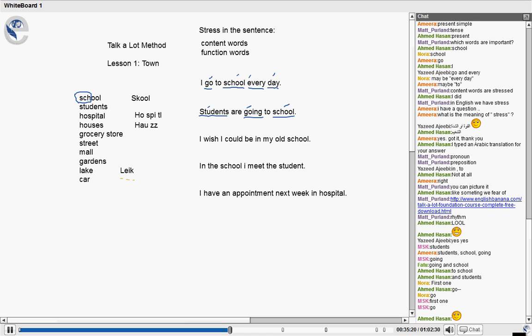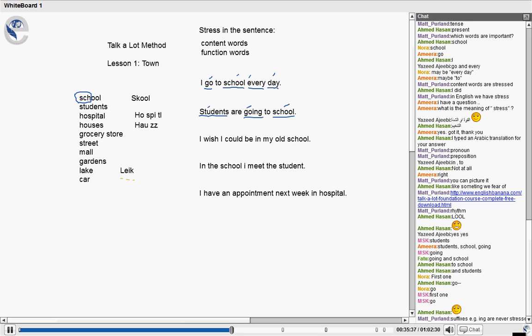Okay, we never stress suffixes. For example, ing. Suffixes are the endings. These are never stressed in English. So if it's an ing verb, we know the stress is on the first syllable. Students are going to school. Try saying it like I say it. Students are going to school.